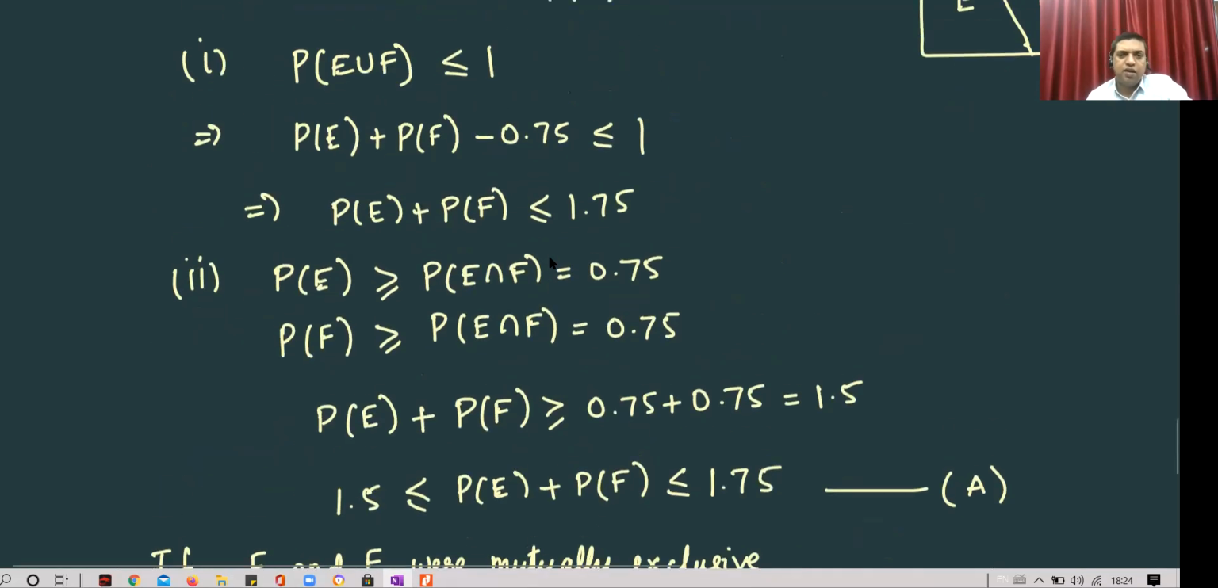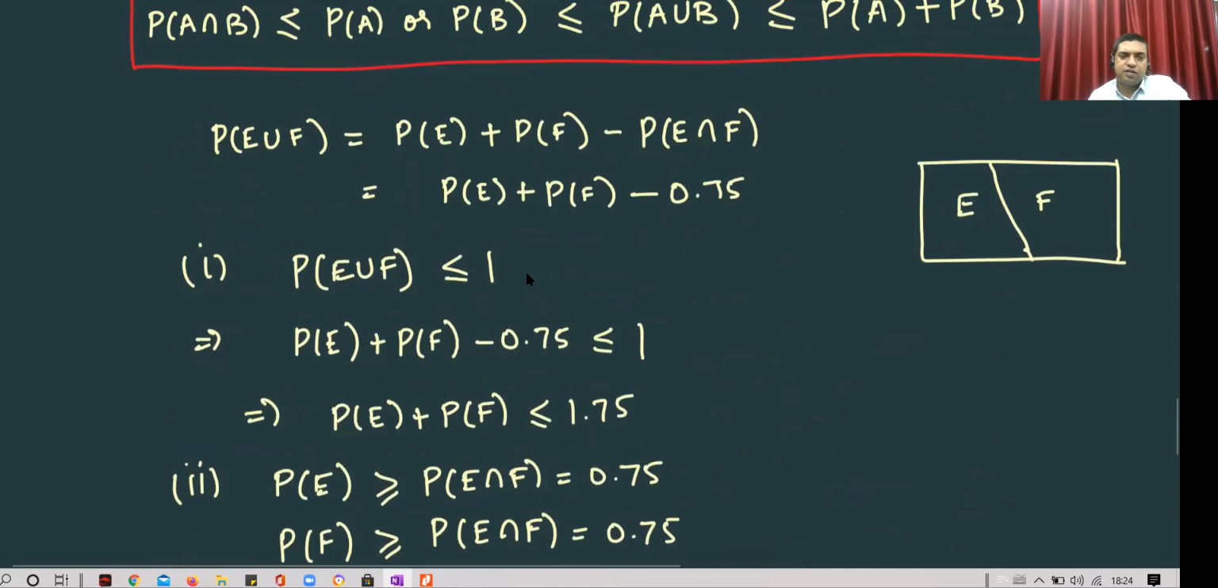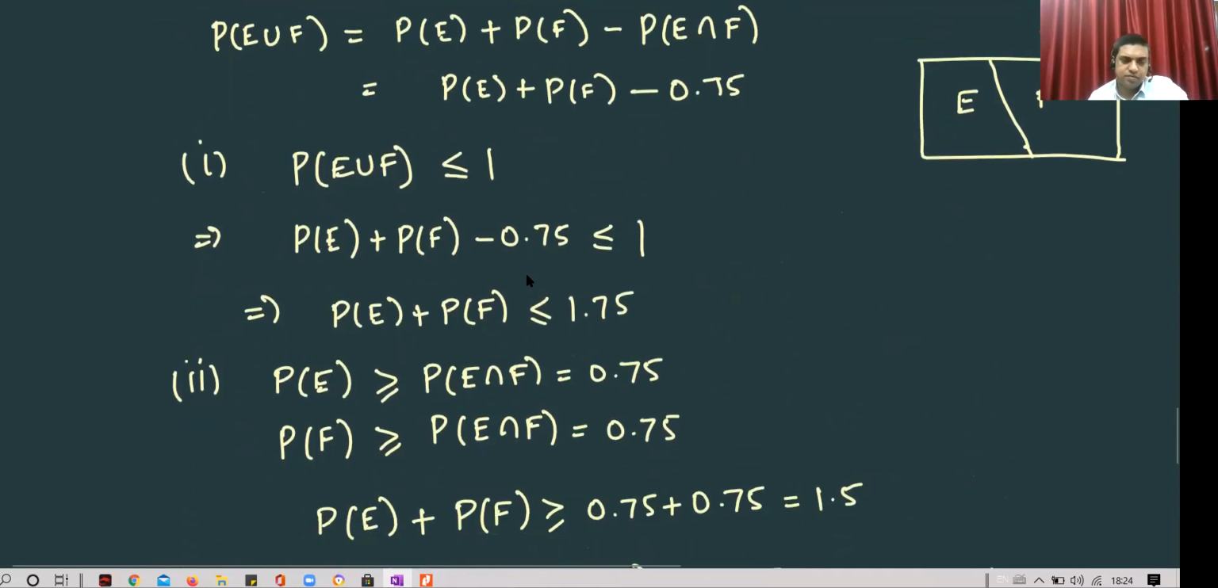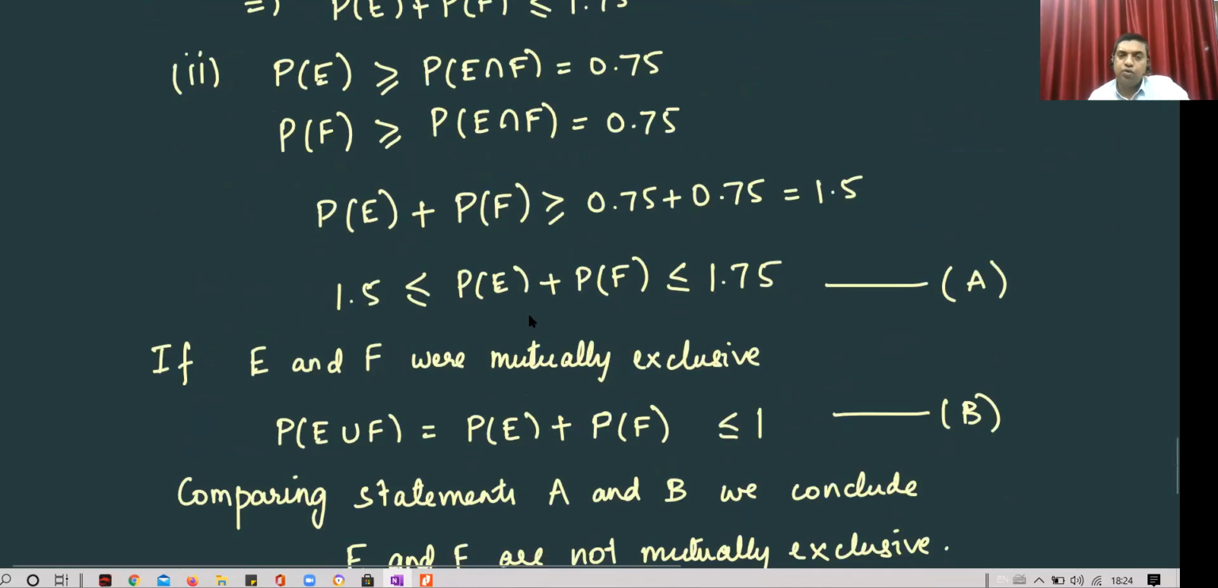Which are the cases? No. Even if it is mutually exclusive or not, it does not matter, right? It should be less than one only. No, the sum can be greater than 1. Probability of E, let us say, is 0.8, and probability of F is say 0.9. The sum can be greater than 1.